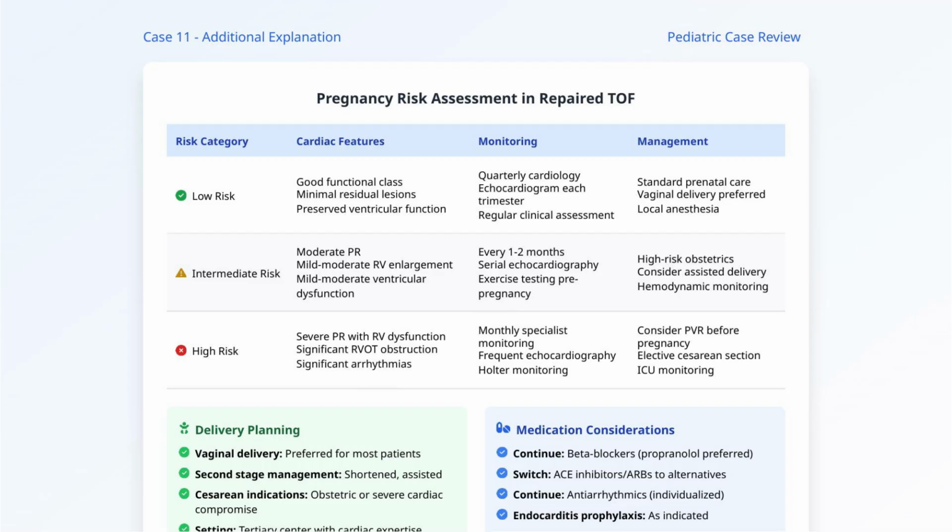For all risk categories, echocardiography should be performed at least once during pregnancy, with more frequent assessment in higher risk groups. Vaginal delivery is typically acceptable for most women with repaired TOF, with cesarean section reserved for obstetric indications.